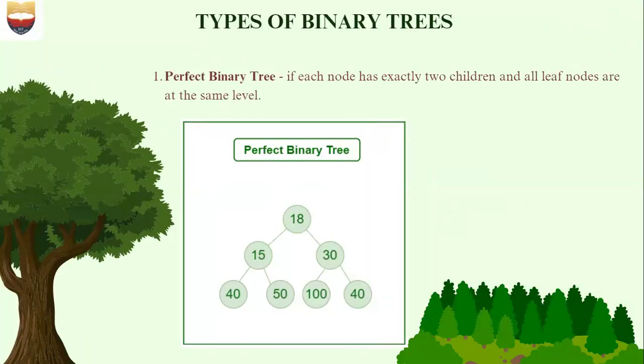Next one is types of binary trees. We can classify the binary trees into different categories based on the number of children that each node has. Let us see the first type, perfect binary tree. A binary tree is said to be a perfect binary tree only if each node has exactly two children and all leaf nodes are at the same level.